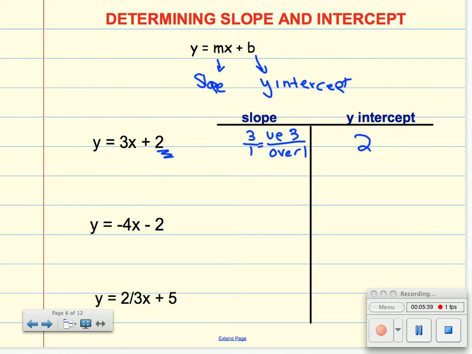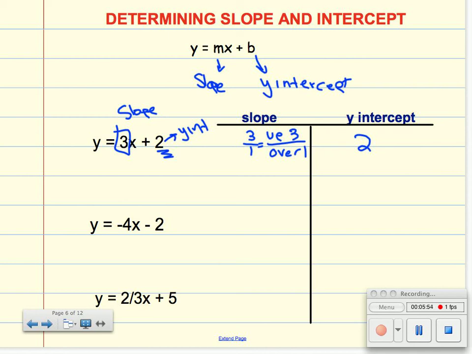Y equals 2/3 x plus 5. What is the slope of this line? 2/3. That would mean that I would go up 2 over 3. That's how we say that with slope. We'd go up 2 over 3 if I was looking for other points.